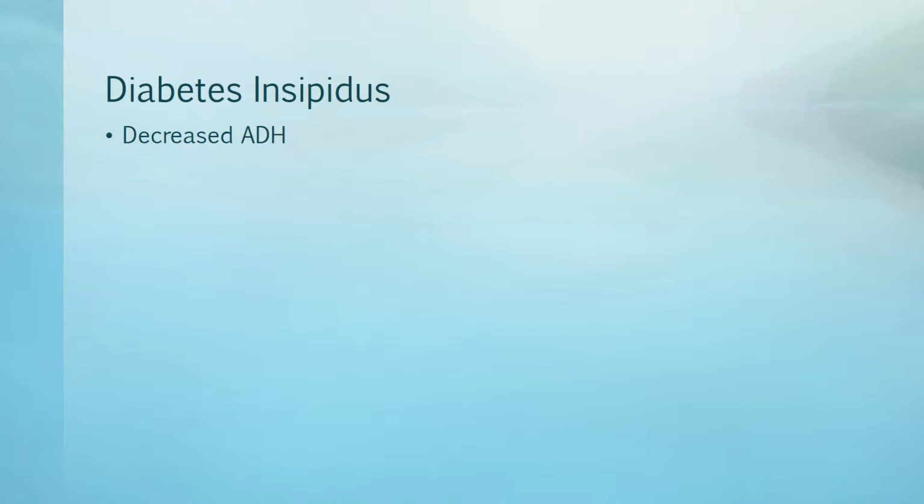Some of the things that you can remember that are very specific to DI is polyuria, polydipsia. They're going to be very thirsty. They're going to have nocturia. They're going to have decreased weight because they've lost so much fluid. Remember, fluid and daily weights is a good indicator on how much you've lost. That's why it's important to do daily weights on our renal patients because we need to know how much volume they're retaining.